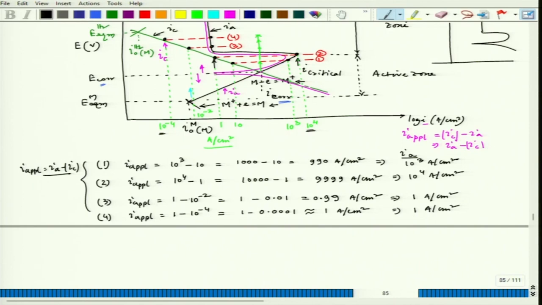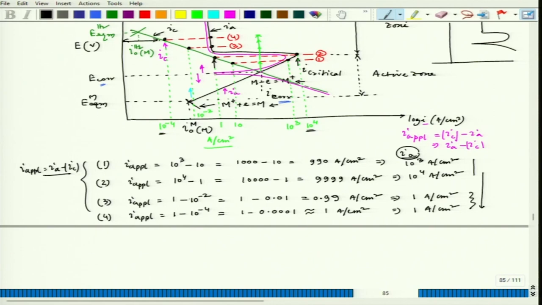Now we could see that the current density corresponding to dissolution rate, which is nothing but Ia, suddenly drops to a great magnitude, to the level of 1 ampere per centimeter square from 10 to the power 3 or 4 orders. Once I take this polarization to the passive zone, and let's say I stay at point number 4, that means the metal or alloy in that particular electrolyte will achieve passivity. And to maintain that passivity, or let's say I would like to stay there for longer duration, to maintain that potential position, I would like to stay.